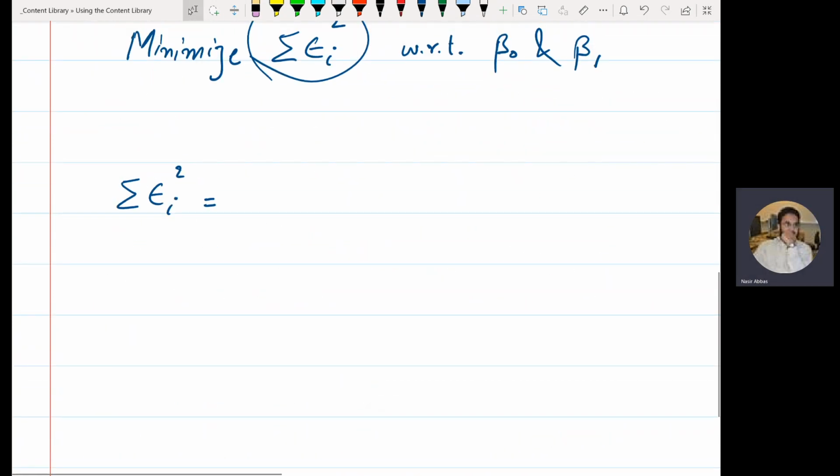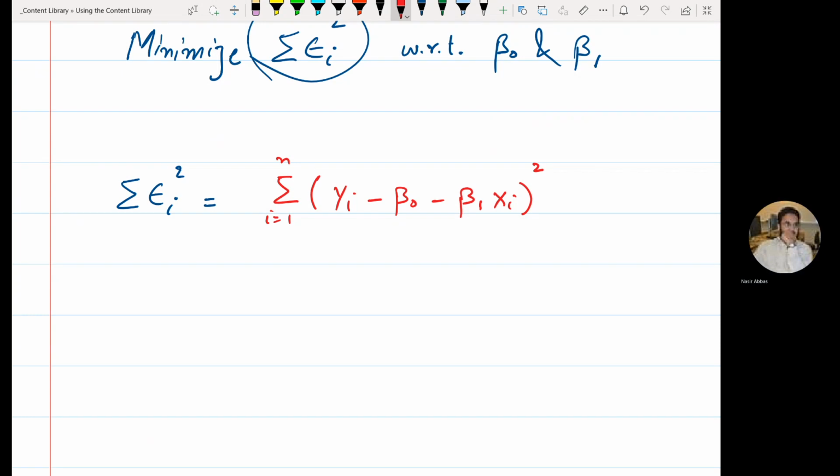I put it here. It will be summation of yi minus beta naught minus beta 1 xi whole square. This is my objective function, and I need to minimize this function. To minimize this function, I'm going to differentiate first with respect to beta naught, put it equal to 0, and I'll get one equation. Then I'll differentiate with respect to beta 1, put it equal to 0, and I'll get another equation. I will solve the two equations and I will get the solutions.